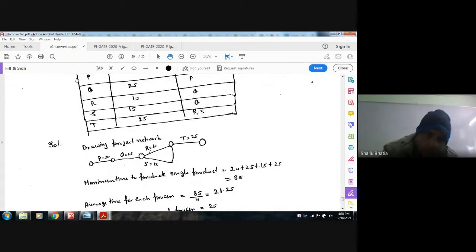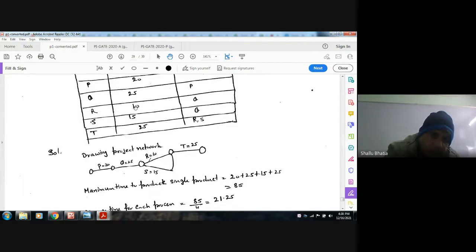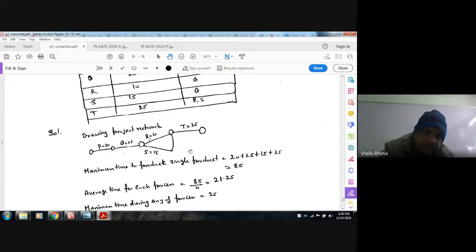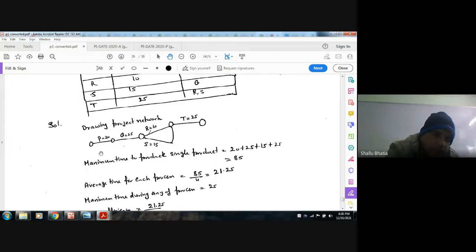So P is 20, and after P there is Q, which is 25. After Q there is R, that is 10, and sorry, after Q there is S, that is 15. So after R and S there is 25. This is your project network. The critical path is the maximum path: 20 plus 25 plus 15 plus 25, the critical time.